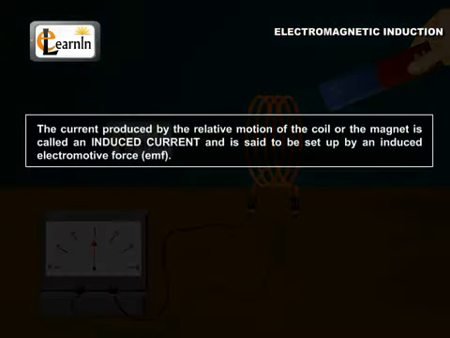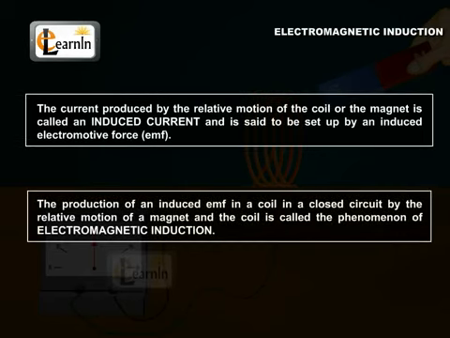The current produced by a relative motion of the coil or the magnet is called an induced current and is said to be set up by an induced electromotive force, EMF. The production of an induced EMF in a coil in a closed circuit by the relative motion of a magnet and its coil is called the phenomenon of electromagnetic induction.